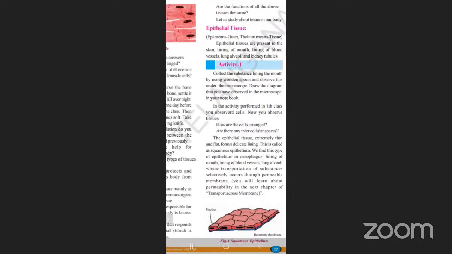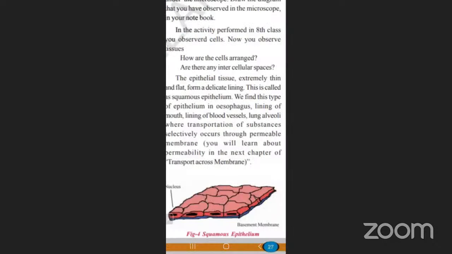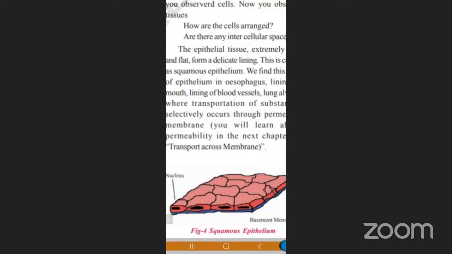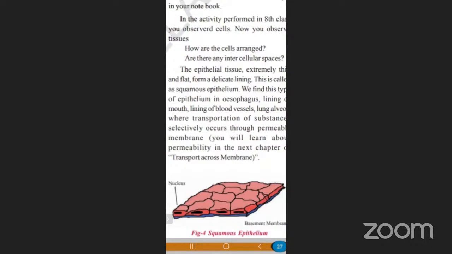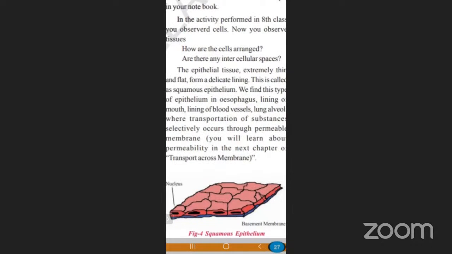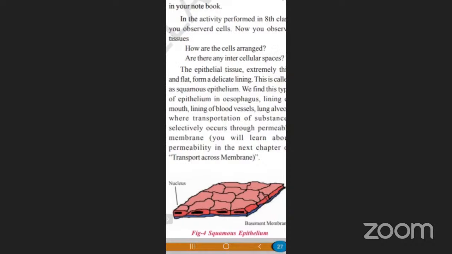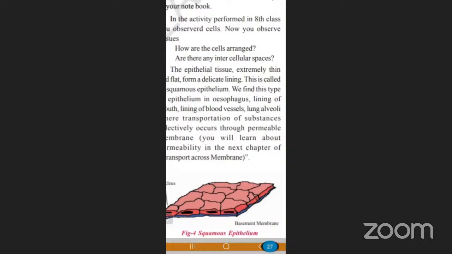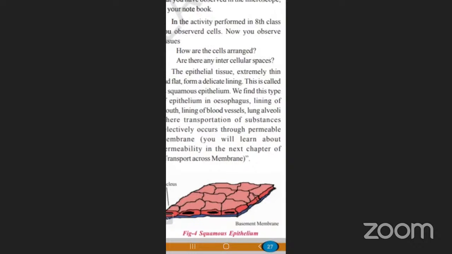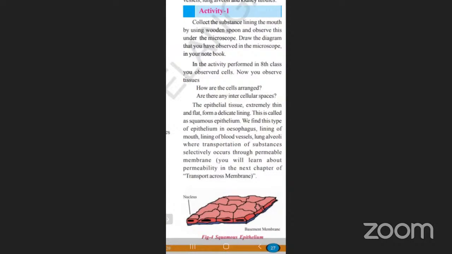Just look at the screen, all of you. This figure is one of the epithelial tissues, squamous epithelium. Here, this is very flat, right? Delicate, extremely thin and flat. You can expect this because epi means outside, skin. Here we can observe the nucleus and basement membrane, in figure number 4, squamous epithelium. Okay, fine. Let us go to the next slide.